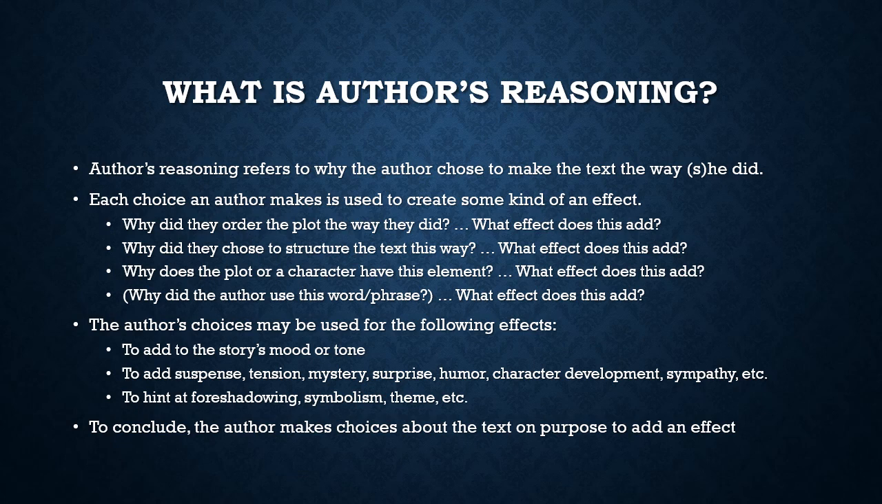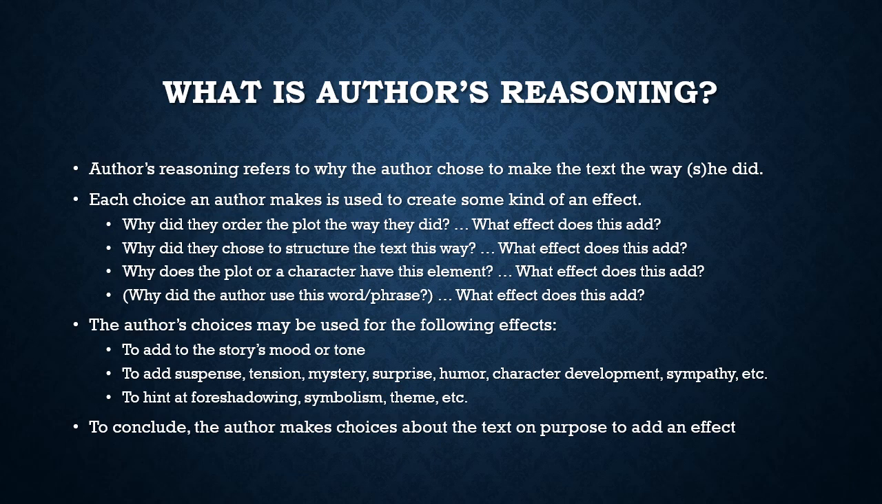Author's reasoning refers to why the author chose to make the text the way he or she did. Each choice an author makes is used to create some kind of effect. So here are a few examples of questions you could ask to figure out why they're doing what they're doing. Why did they order the plot the way that they did? What effect does this have? Why did they choose to structure the text the way they did? What effect does this add? Why does the plot or a character have this element in it? What effect does this add? Or why did the author use this word or phrase? What effect does this add?